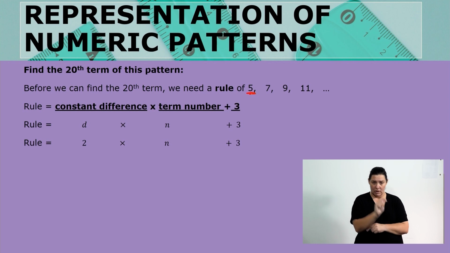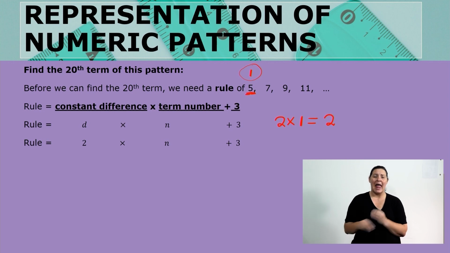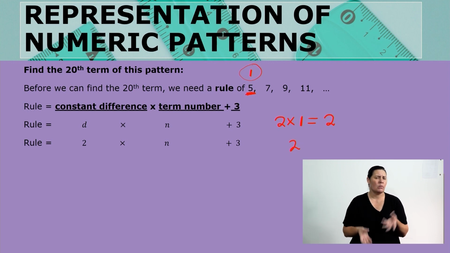Let's look at where this add 3 comes from. If I'm looking at the first term, the term number is 1, the term itself was 5. So if I say 2 multiplied by 1, remember the 2 is the constant difference. I'm multiplying it by 1 because 1 is the term number. What answer does that give me? That gives me a 2. But now I need to see how much I must add to get to the first term, which is 5. So if I have 2, how much must I add to get to 5? You are correct. I am going to add 3, and that gives us a 5.